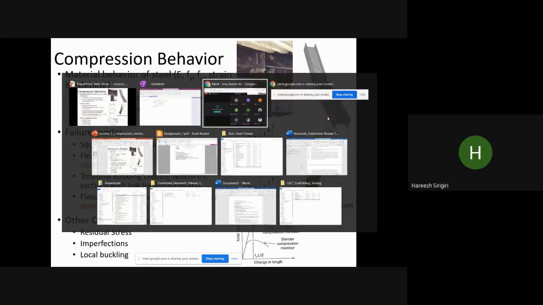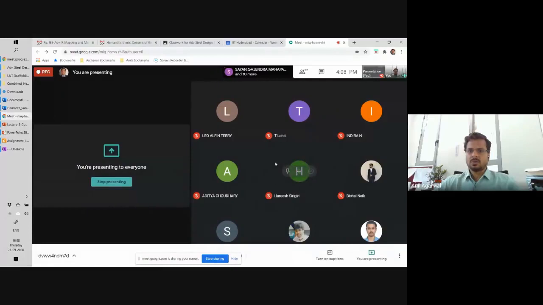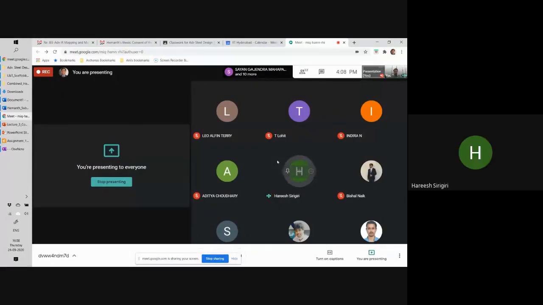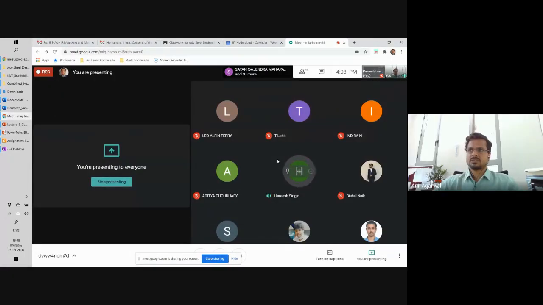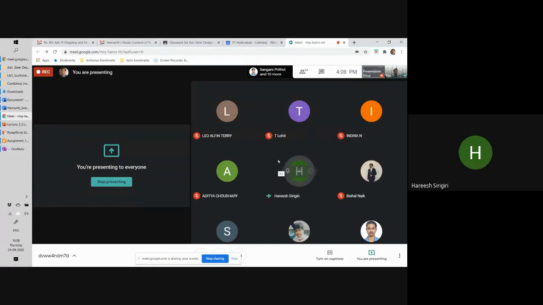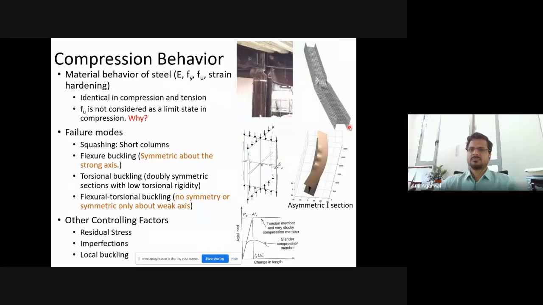Plate thickness. Harish, right? What did you say? Can you repeat? Plate thickness, sir. Thickness versus width. Thickness versus width, yes.